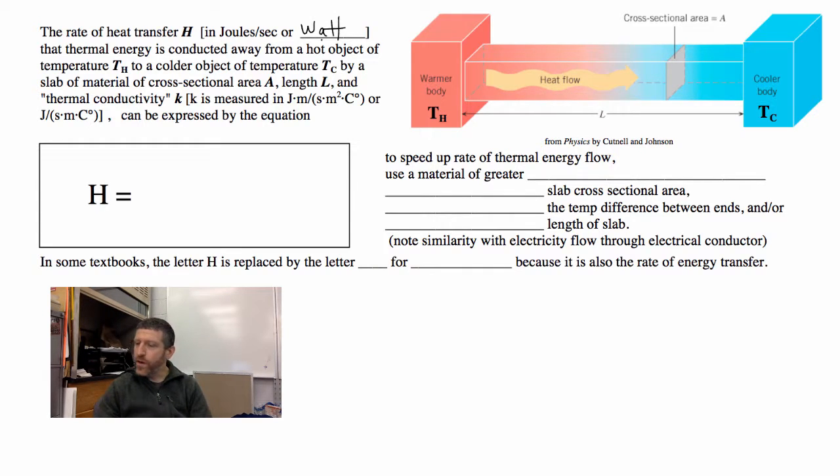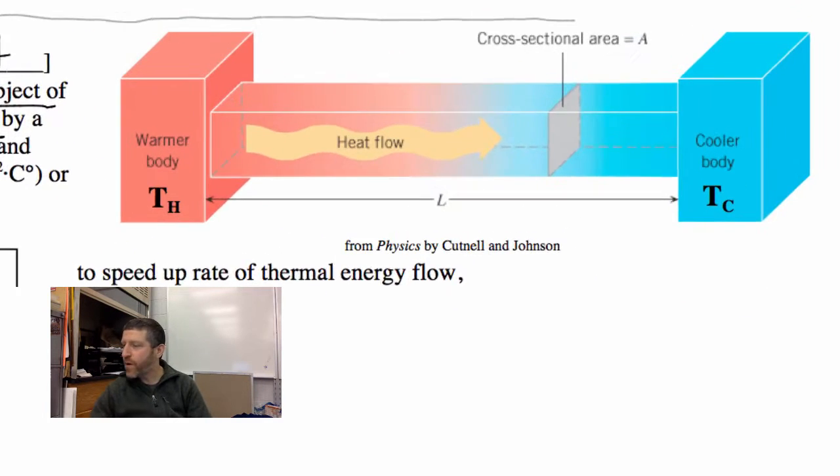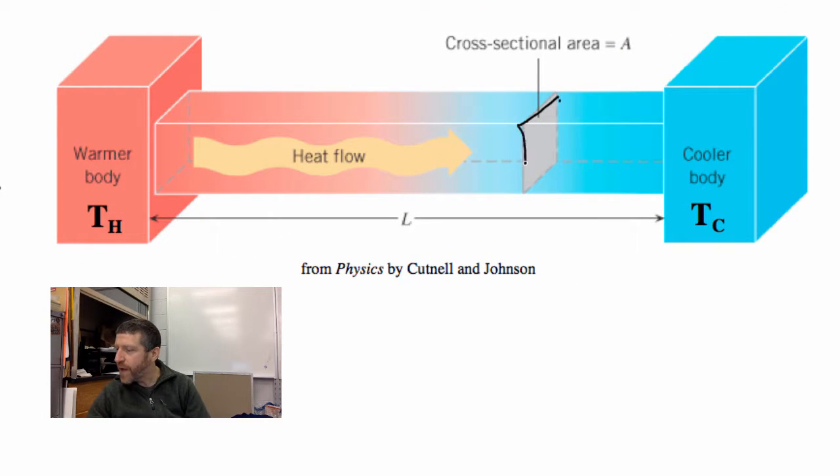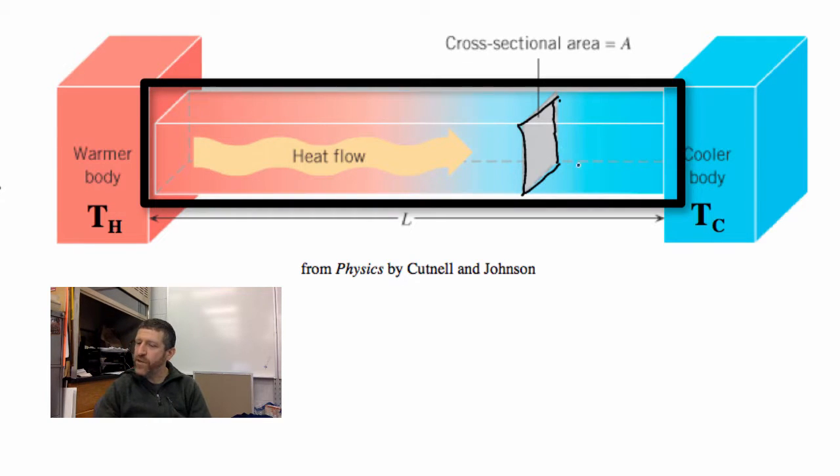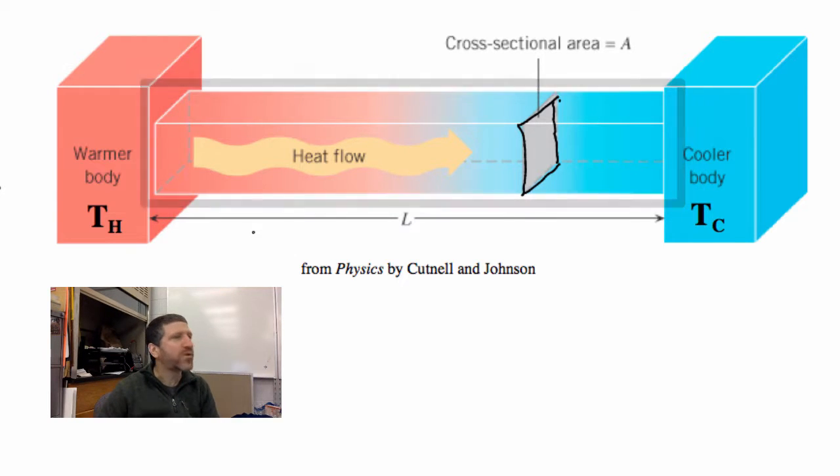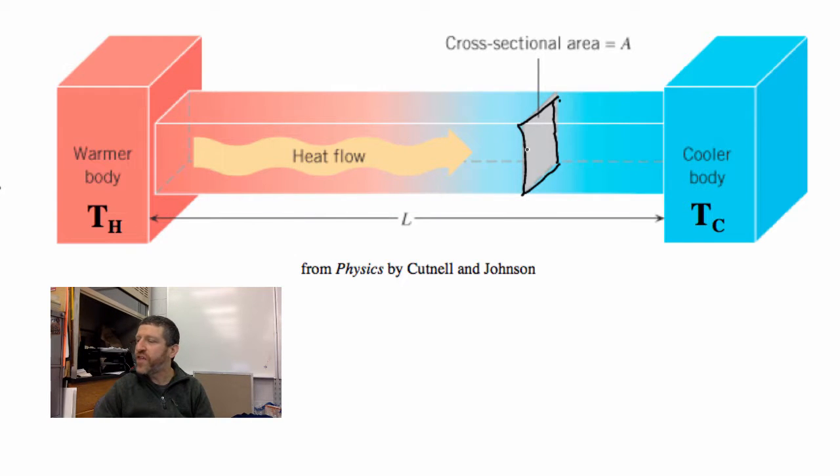And the rate that thermal energy is conducted away from a hot object of temperature Th to a colder object of temperature Tc, Th for hot temperature, Tc for cold temperature, by a slab of material, and we're going to have cross-sectional area A. So if you look at this diagram right here, this is area A right there. That's cross-sectional area A. And here's our slab of material. What letter here is representing the thickness of this slab? L, yes.